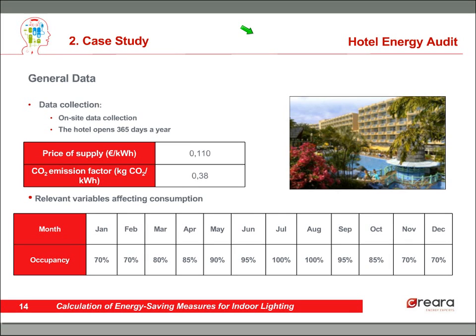Here we have some data we have collected in this installation. The price of supply is 11 cents, and the CO2 emission factor is 0.38 kilos of CO2 per kilowatt hour. Okay, and we have to consider any other relevant variables that can affect the consumption. Here we have the hotel occupancy. Every month of the year, we can see that the occupancy in winter is lower, 70%. In European summer, it is much higher. We have 100% in July and August.